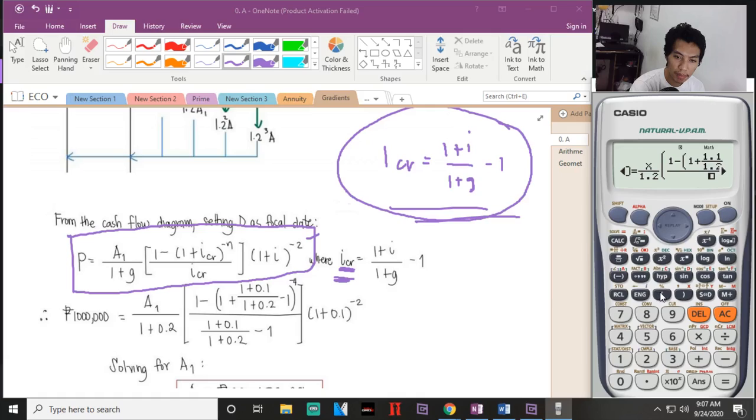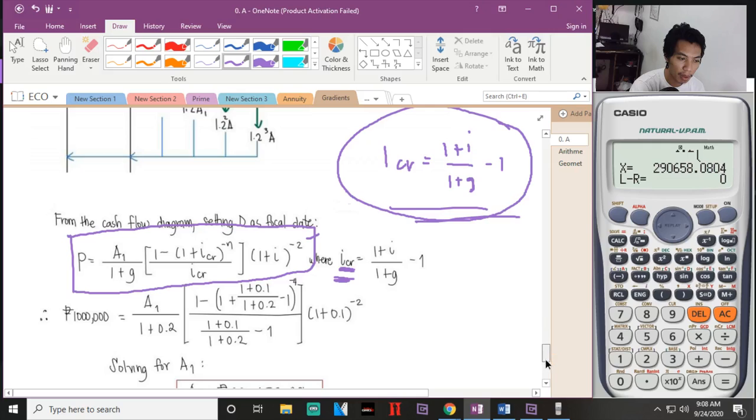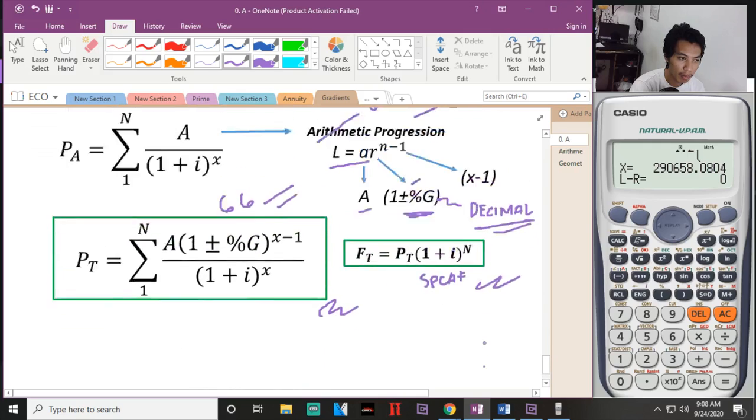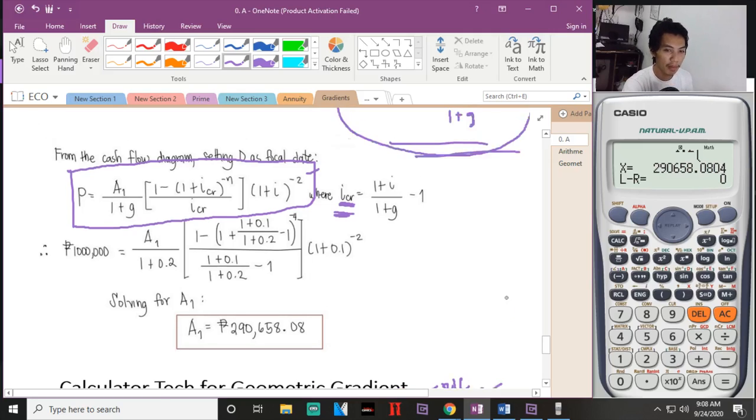Tapos yung baba, 1.1 minus 1, 1.1 over 1.2. Madali lang naman kabisaduhin yan. You multiply it by 1.1 raised to negative 2. Shift solve. Tumama ba? Tumama ba? Yun, 290.658. Mas madali pa.